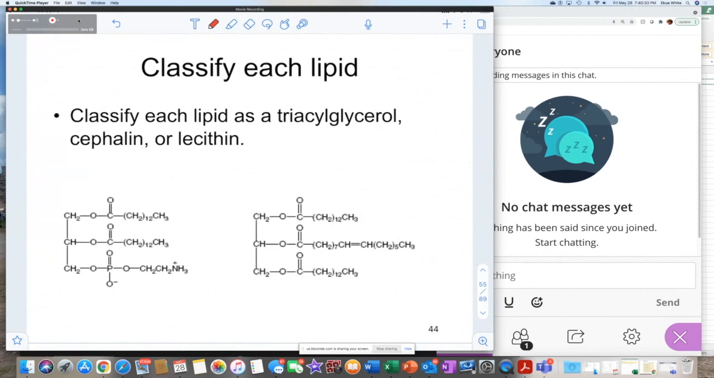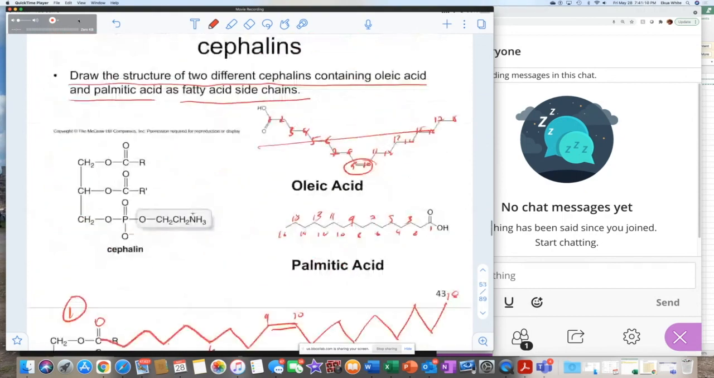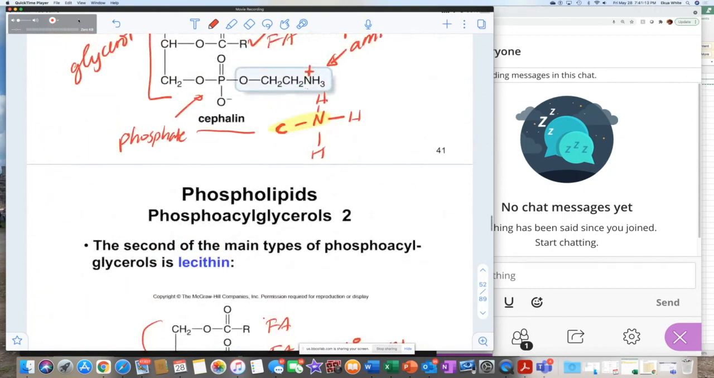Classify each lipid as a triacylglycerol, cephalin, or lecithin. Okay, so let's see. This is triacylglycerol, because you see there's no phosphate here. This one here has the phosphate, but it has your primary amine. So this would be what? Cephalin, right? We said back here, cephalin had a primary amine.